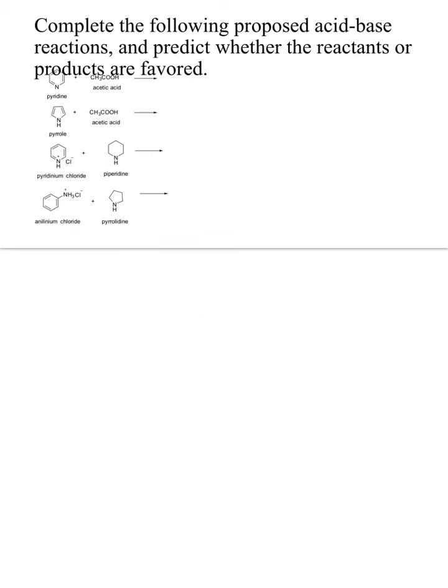Okay, moving on to problem number 3. We need to be able to draw the acid-base chemistry here. So here we have pyridine, and it has those lone pairs, and it would deprotonate this acetic acid, and those protons would go there. So what would our product look like? You protonate the pyridine, that's nitrogen positive, and you deprotonate the acetic acid.